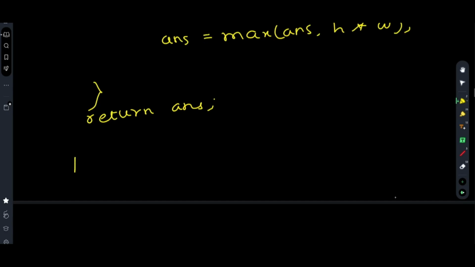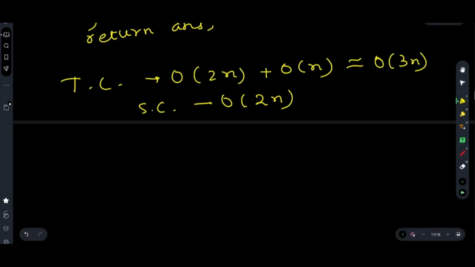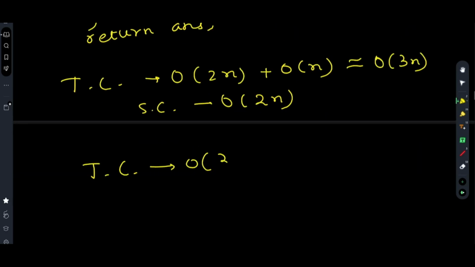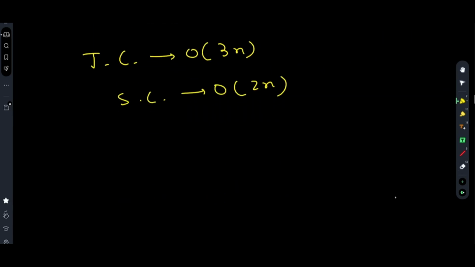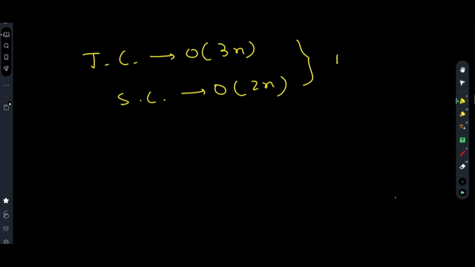You see, the pre-computations take O of 2n plus O of n. So you are getting O of 3n time, and space complexity is O of 2n. So time complexity becomes O of 3n, space complexity becomes O of 2n. And this is the brute force. I will not call it better, because it's simply a weak extension of brute force, or you may call it better.